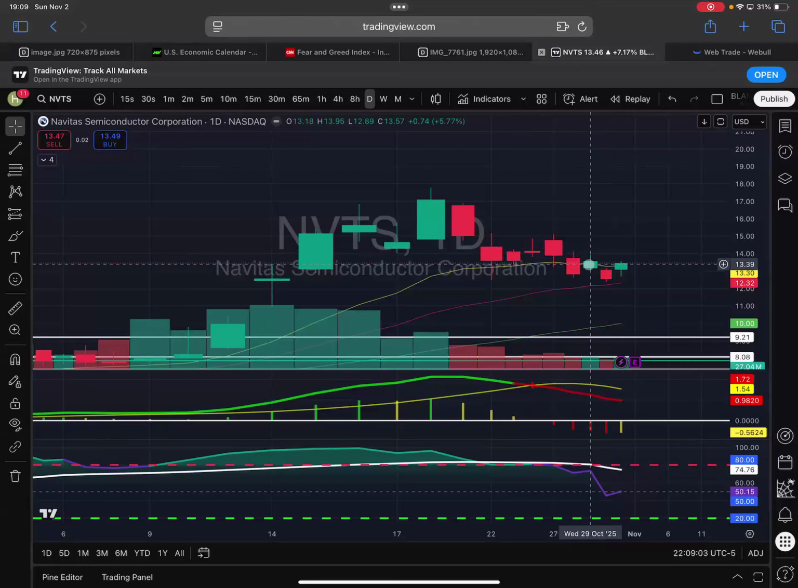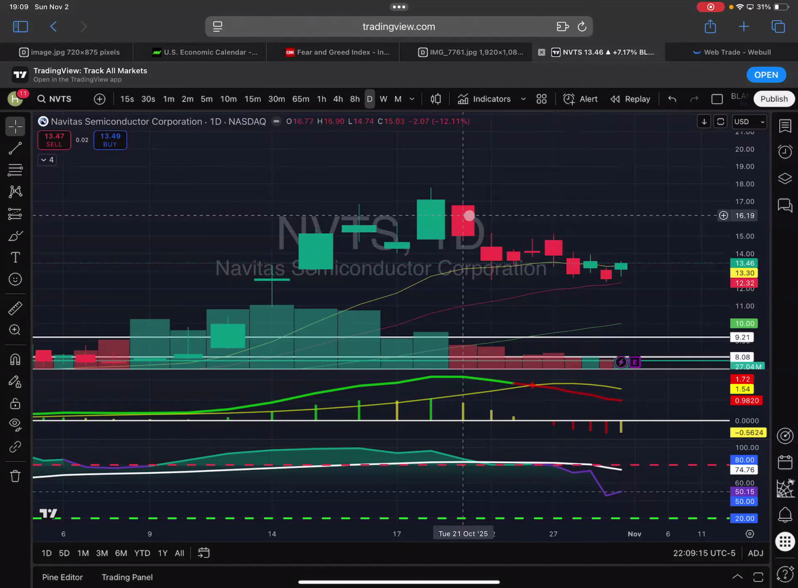Look for those levels, right? Above 13.95, write this down. We're looking for a high of 15.14 as our next price target from there. If we catch momentum and movement and a run above that, we're looking for a high of 16.90 and then making our way above to new highs.